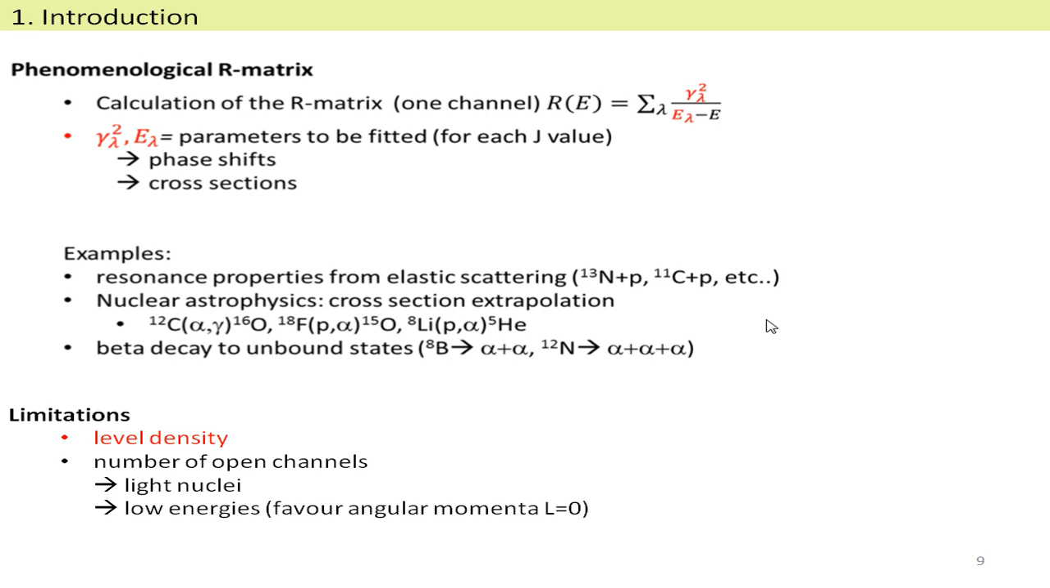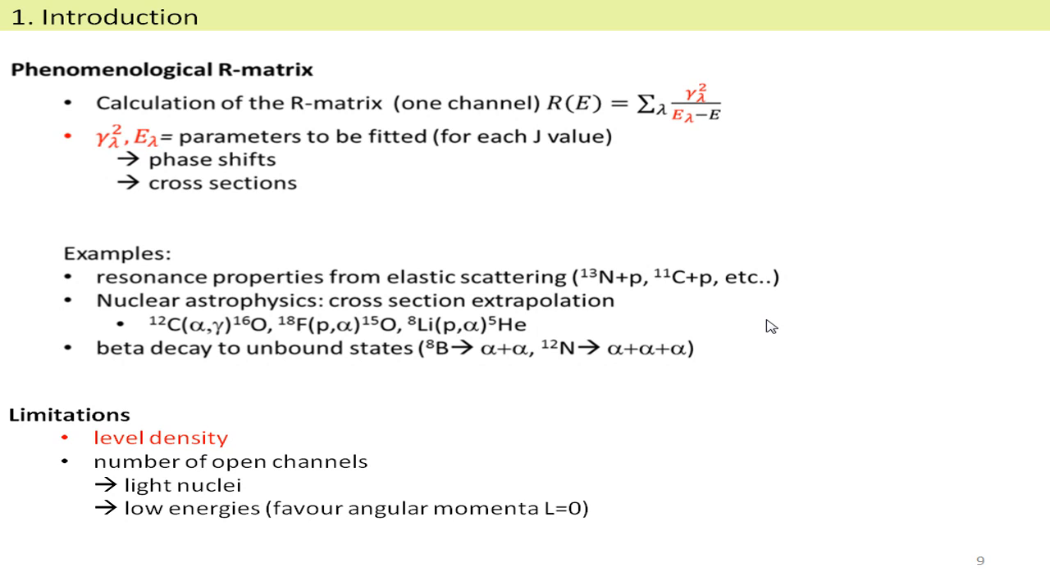And of course, in this variant, the phenomenological variant, there are also limitations. One is the level density, because each level is associated with a set of parameters here. So if you have many levels, 10, 20 or more levels, then you are left with many parameters. And then this is the problem to find the optimal set of parameters.